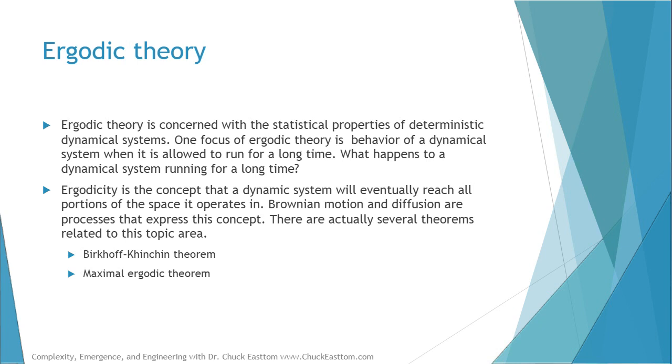Ergodicity is the concept that a dynamic system will eventually reach all the portions in its phase space it operates in. Brownian motion and diffusion are the most common examples. If you let the system go long enough, it will have reached every possibility in its phase space. So this is another aspect of nonlinear dynamics.